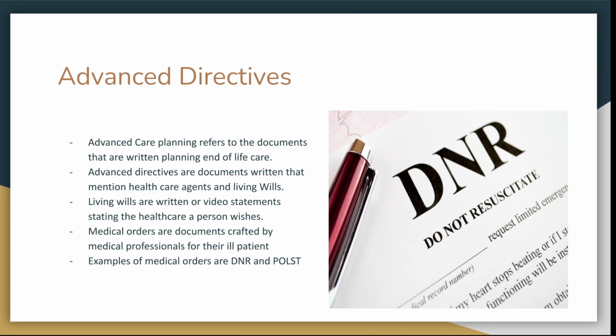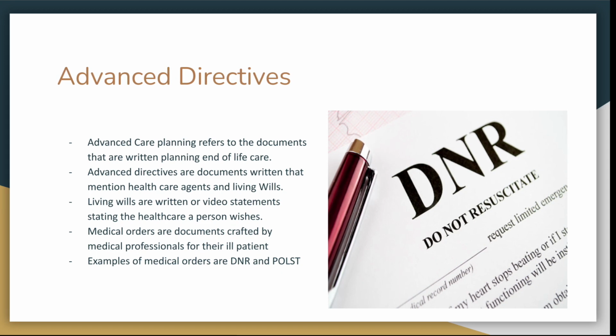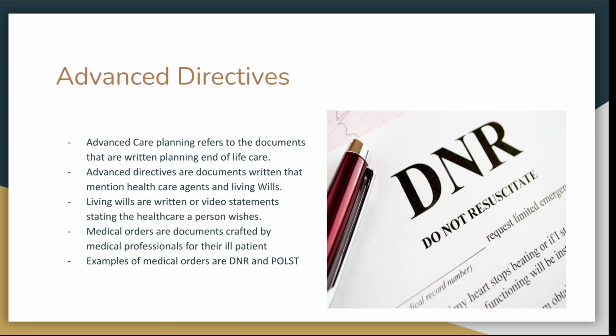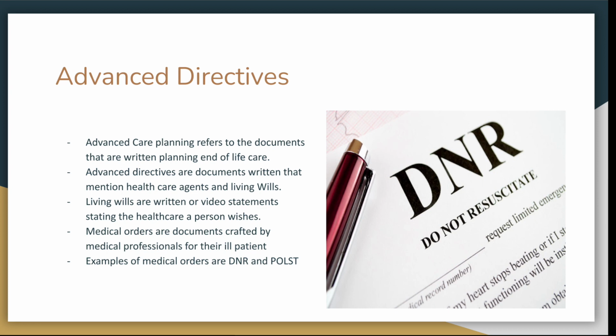Advanced care planning refers to the documents that are written planning end of life care. Advanced directives are documents written that mention healthcare agents and living wills. Living wills are written or video statements stating the healthcare a person wishes.